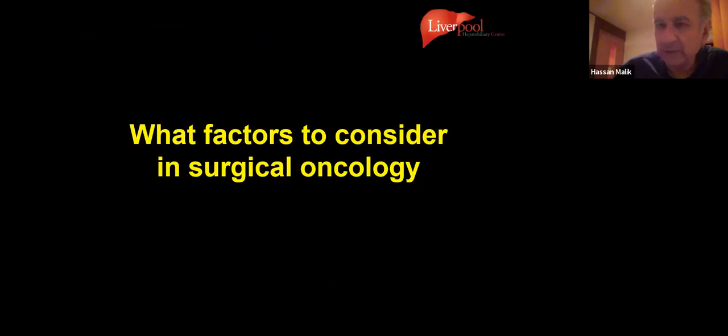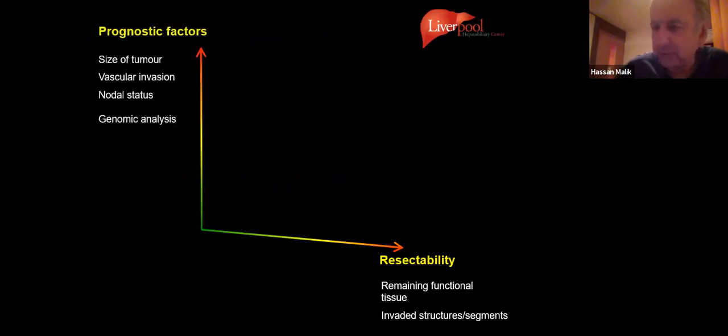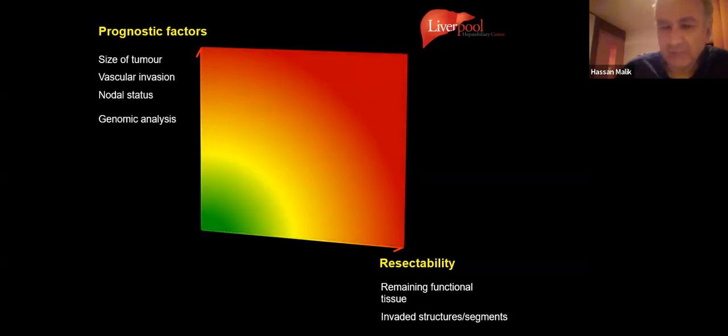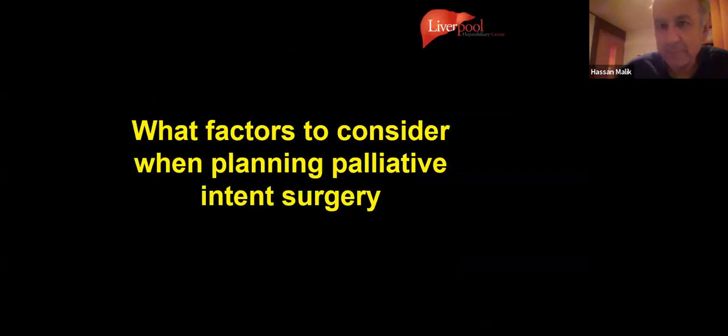So what factors do we normally consider as surgical oncologists? Well, you've seen me give this talk before on different tumor types, and it's about defining resectability of the cancer, whether it be a sarcoma, whether it be liver cancer. Obviously, the prognostic aspects, the chance of long-term cure, and then obviously your own personal results, the ability of your team to manage these cases, and the patient comorbidities. And so you can obviously stratify patients based on that. So how can this algorithm be modified in the palliative setting? And the prognosis is limited. So essentially, what factors do we need to consider in this scenario?